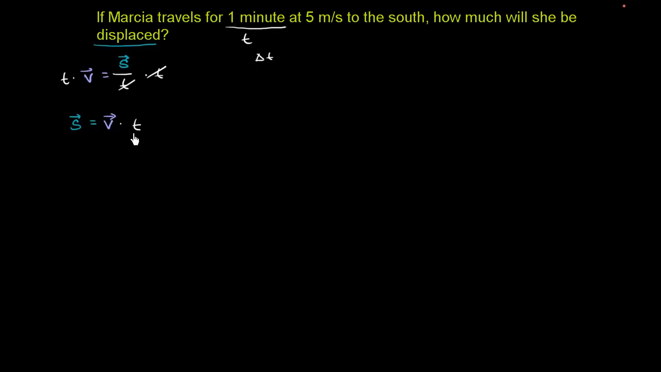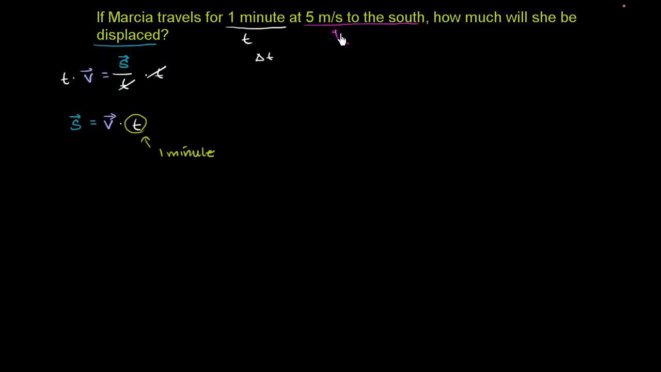Once again, I won't write the delta there just because this is the way you'd most frequently see it. But I want to tell you that these are the same thing for the purpose of this problem, because sometimes you'll see the delta there. So the t right over here is 1 minute. 1 minute at 5 meters per second to the south.